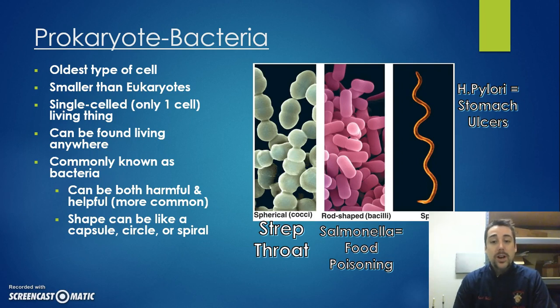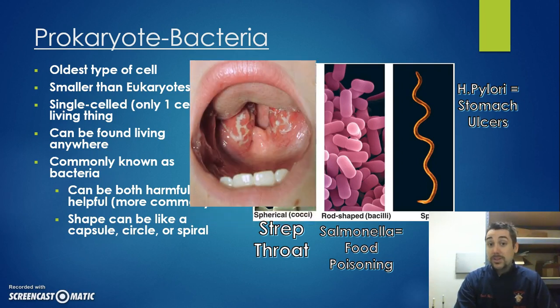So examples of the spherical, or circular shape, is strep throat. And if you don't know what strep throat looks like, you may have gotten it. It's very common to get these white pus-like things living in the back of your tonsils. Food poisoning, not fun, but your body's really trying to do that homeostasis where it's trying to get rid of or expel as much of that bacteria as possible, and it comes out both ends in some cases. H. pylori is a very common one as well.